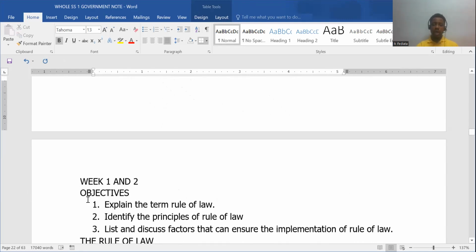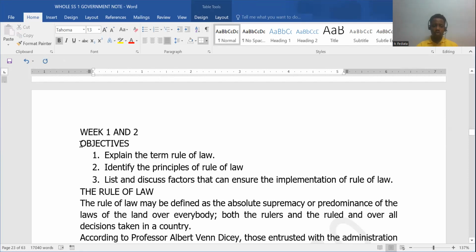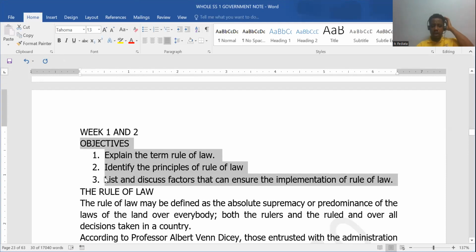Our first topic today is the rule of law, and we're going to cover the following, right? So the first one is: explain the term rule of law, identify the principles of the rule of law, list and discuss factors that can ensure the implementation of the rule of law.